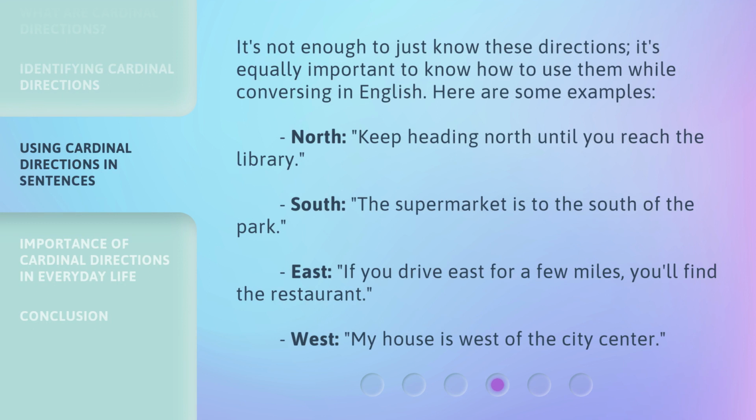It's not enough to just know these directions. It's equally important to know how to use them while conversing in English. Here are some examples. North: Keep heading north until you reach the library. South: The supermarket is to the south of the park. East: If you drive east for a few miles, you'll find the restaurant. West: My house is west of the city center.